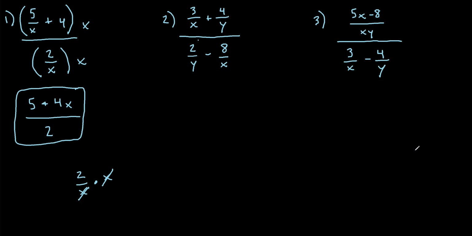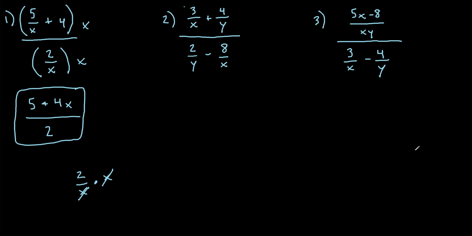Let's take a look at this second example. We have 3 over x plus 4 over y divided by 2 over y minus 8 over x. So again, we just want to find the least common denominator of all the fractions in this expression. So if we see our first fraction, we have a 3 over x. Here we have a 4 over y. Here we have a 2 over y, and here we have an 8 over x. So what's the least common denominator between all 4 of these fractions? Well, that would just be an x and a y, or xy.